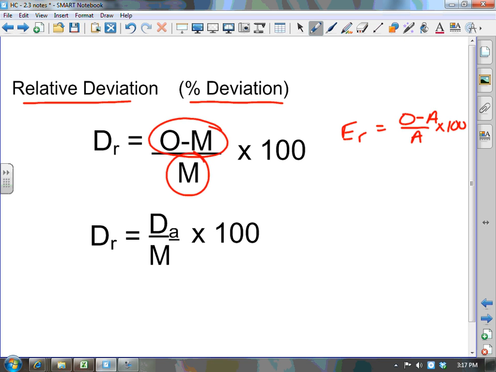So you have 4 equations that we can use to be able to describe how accurate or how precise a measurement is. Be able to determine whether it's a good measurement or not a good measurement. The 2 we want to focus on the most are percent error and percent deviation, or we can use the term relative error and relative deviation.